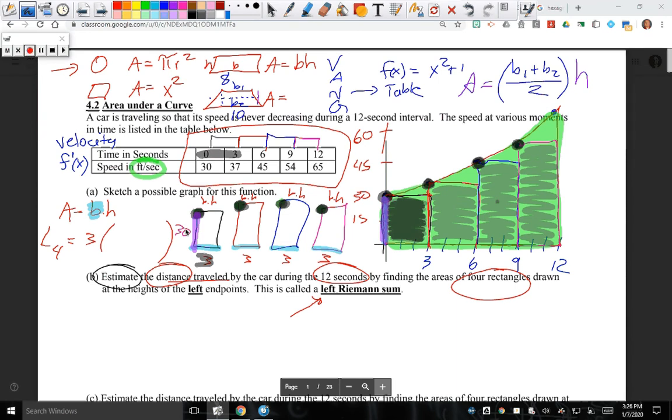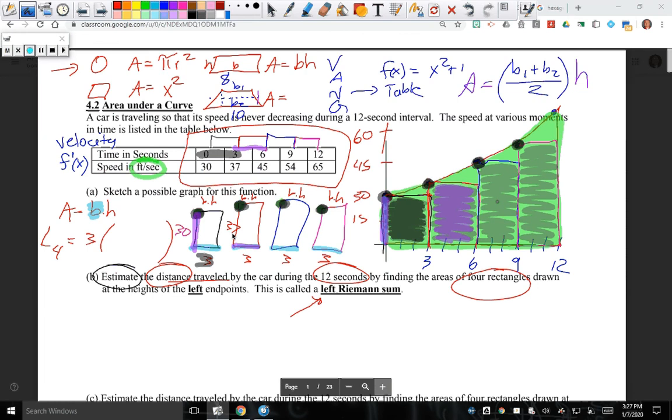Okay, let's go to the second. The second one, let's do this one in purple. Matthew, what's the base of that one? It's still 3, right? Because the jump from 3 to 6 is 3. Arjun, what's the height of that one? The second one, yeah. 37.